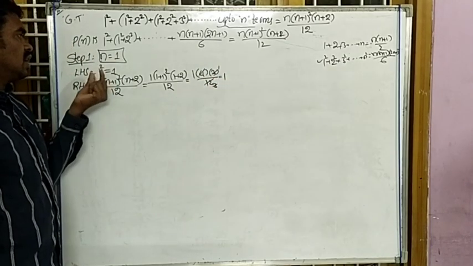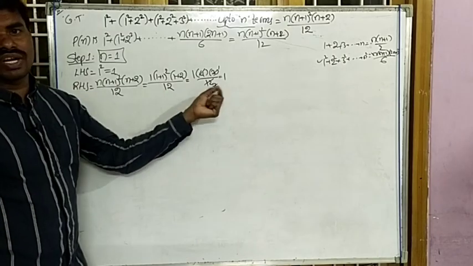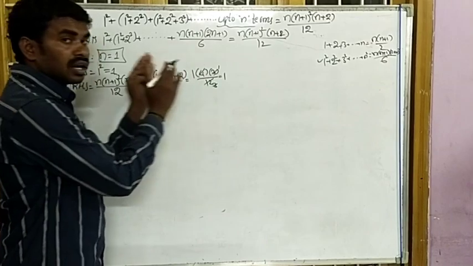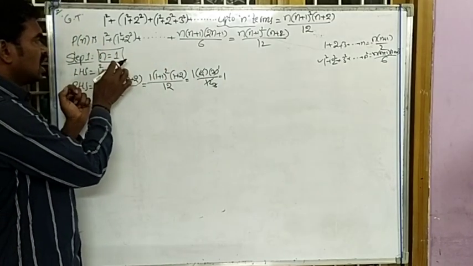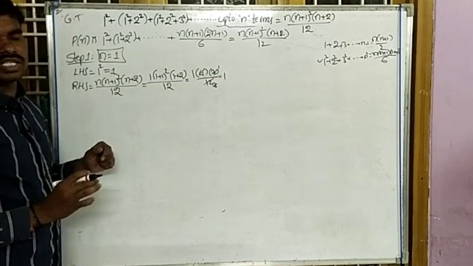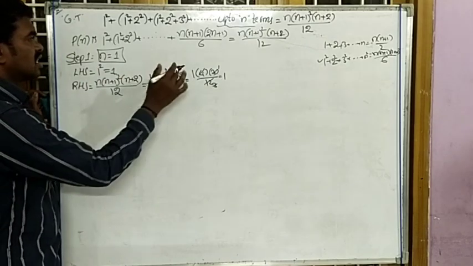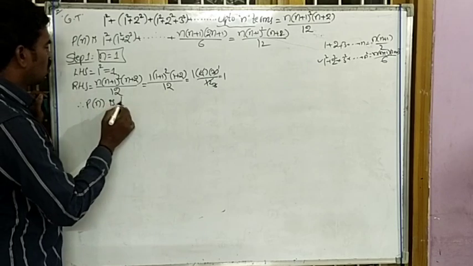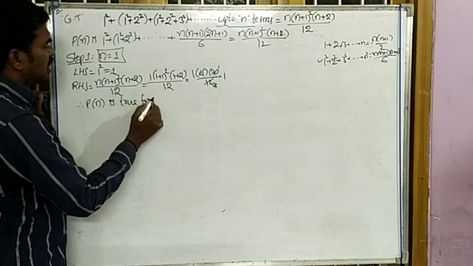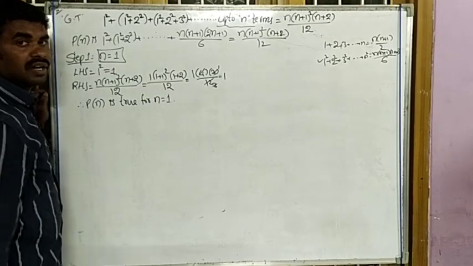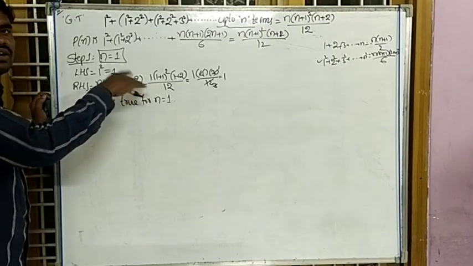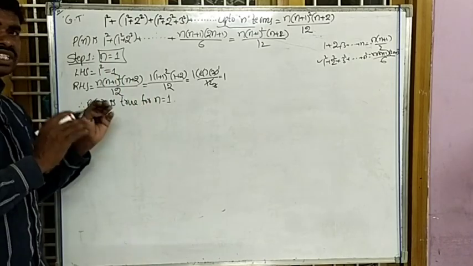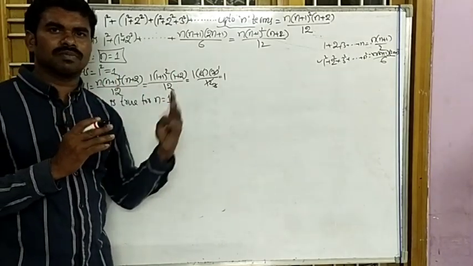So at n equal to 1, the left hand side is 1 and the right hand side also we got 1. Either we get the same answer or not; whatever we have got for LHS is the same as RHS. At n equal to 1, LHS and RHS are equal. Therefore, the statement P of n is true for n equal to 1. Completed. For doing this, we get 1 mark. 1 mark plus 1 mark, 2 marks. Each and every problem follows the same concept.